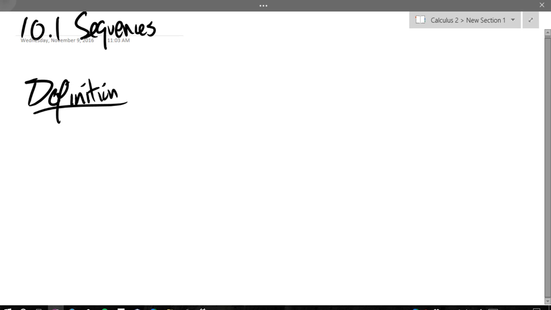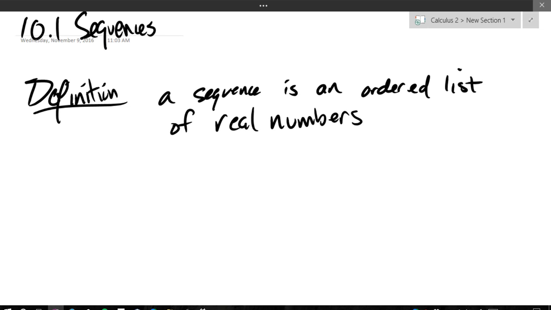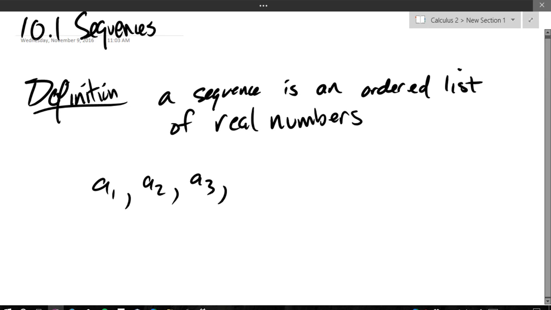A sequence is a list of numbers, an ordered list of numbers. In our case, it'll be real numbers. Generally, a sequence is just an ordered list of elements, but we'll be using real numbers. And how we're going to denote it: a1, a2, a3, dot dot dot, an. So this will be a finite sequence.